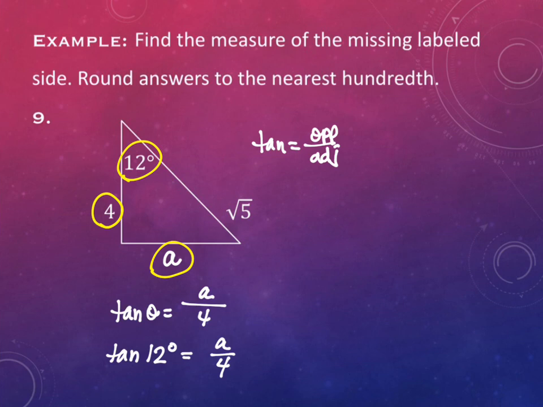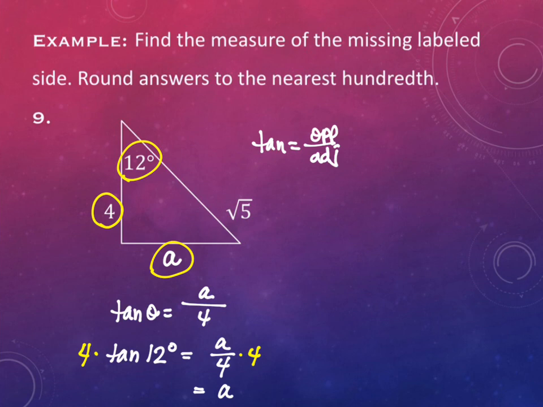So what would I do to get a alone? I'd multiply by 4, right? And at this point, 12 is not 30, 60, or 45. Those are the only ones that we know exact values for, agreed? So special triangles for those, that's it. What that means is at this point, your calculator comes into play and you grab it. And you type in 4 tangent 12 degrees. Make sure that you're in degrees, because this problem's in degrees. So make sure your mode is set up correctly.